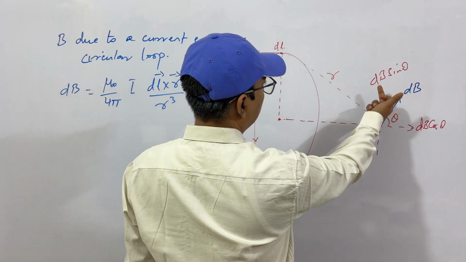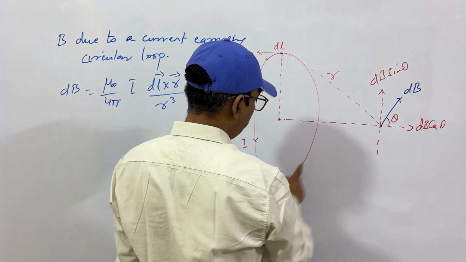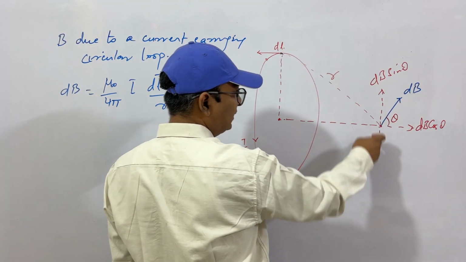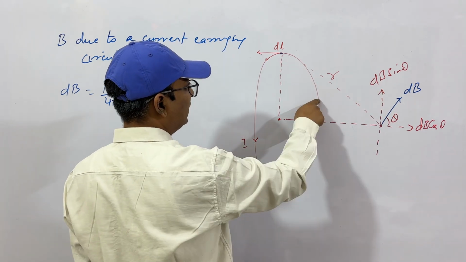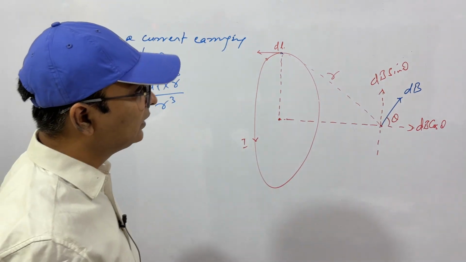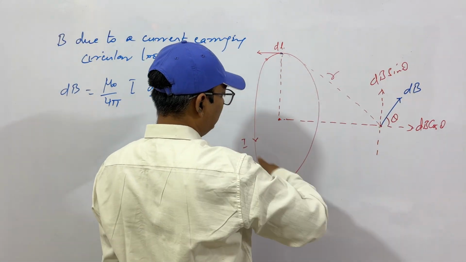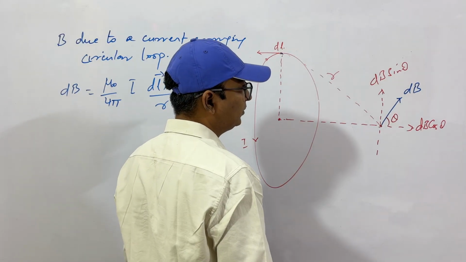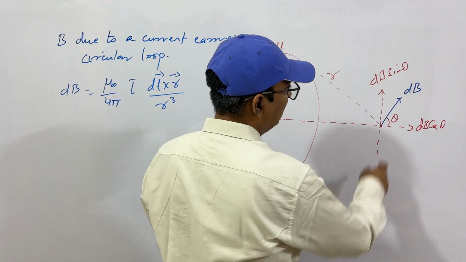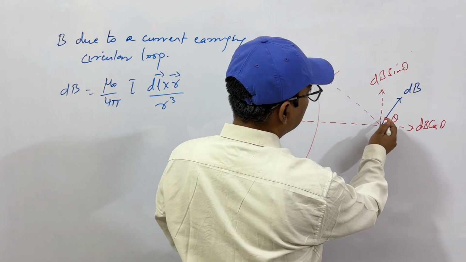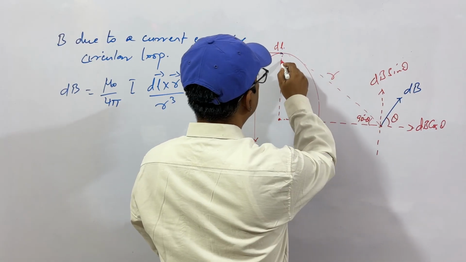What will happen? This dB sin theta component, due to the opposite element, will cancel out at this point. So the sin theta component will cancel out. Each and every opposite part on the circle will cancel it out. So we'll have the dB cos theta component only. So we need to calculate the magnetic field due to the whole circle in this direction only. Now this is theta, so this will be 90 minus theta, and this will be theta.